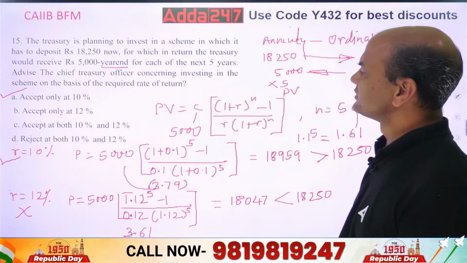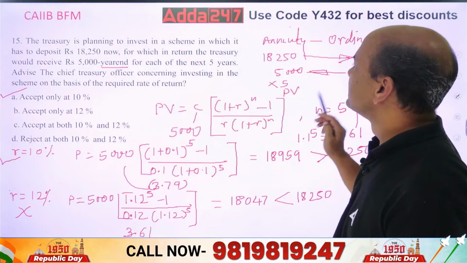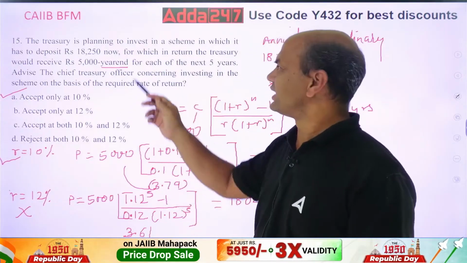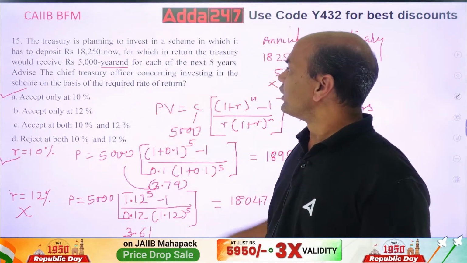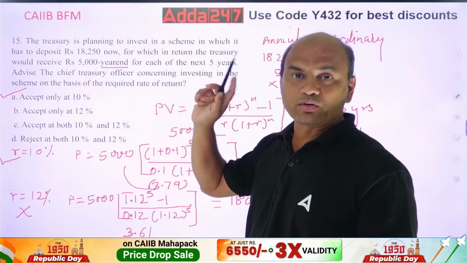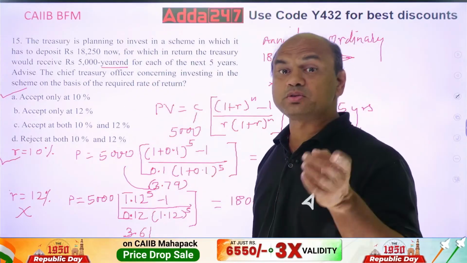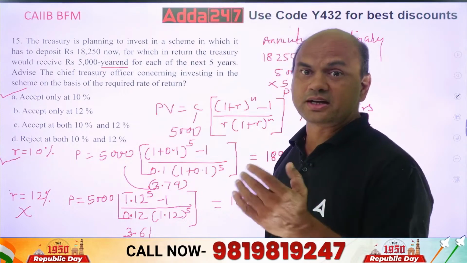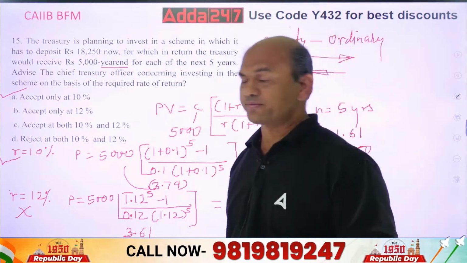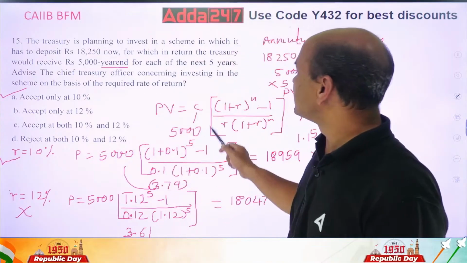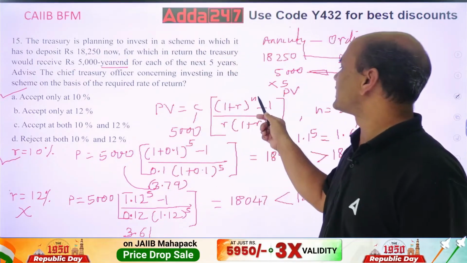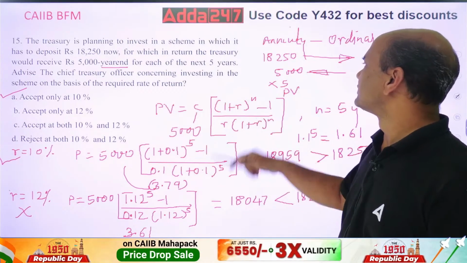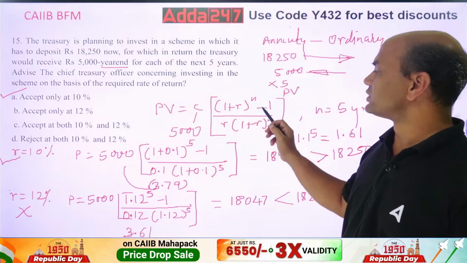See this. Firstly, this question is of what? It is investing in something, 18,250. Okay? And what is it getting? 5,000 at the end of each year. End means ordinary annuity. It is getting 5,000 at the end of each year for 5 years. So if you use the formula C into (1 plus R raised to n minus 1) upon R into (1 plus R) raised to n. Okay? You should use this formula.